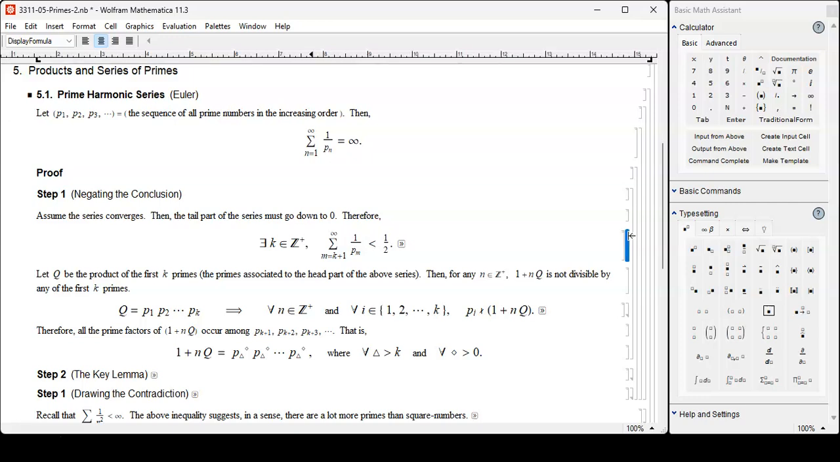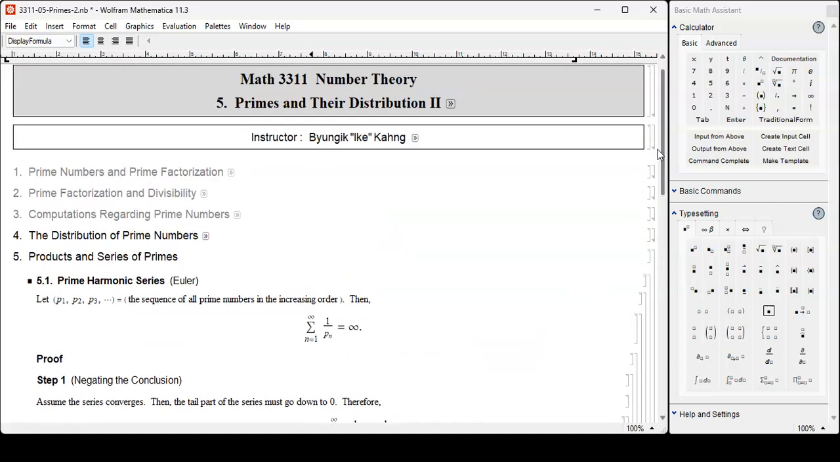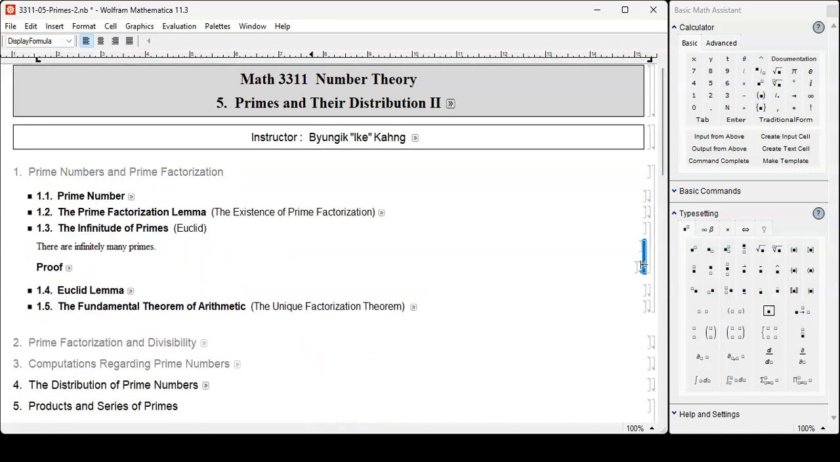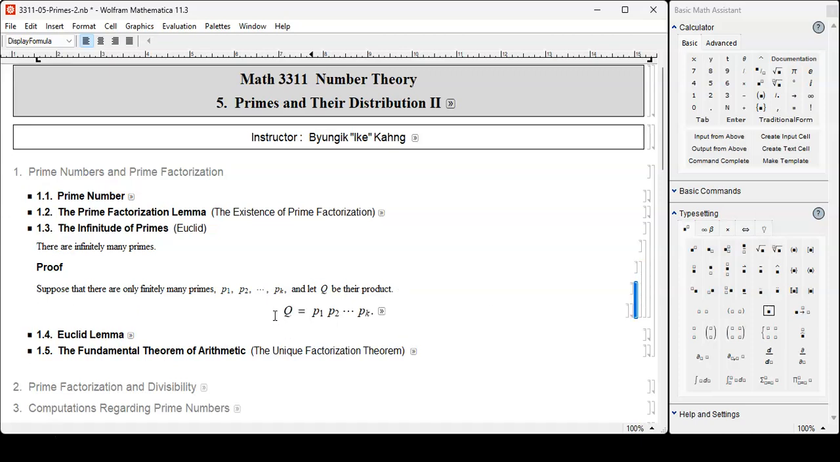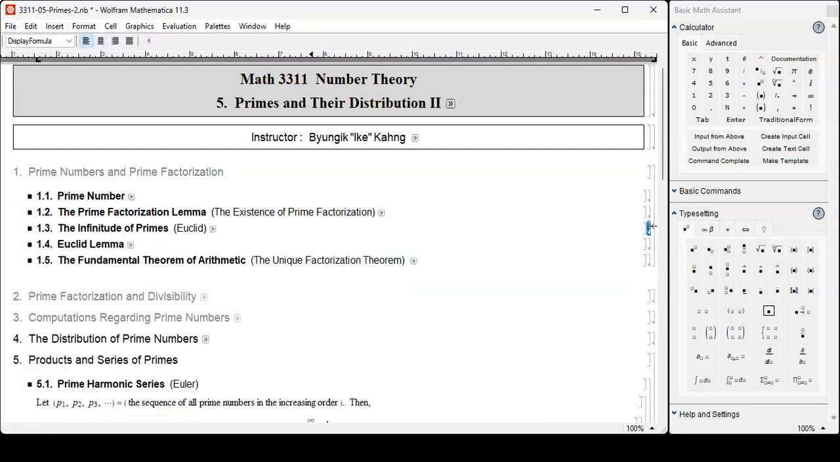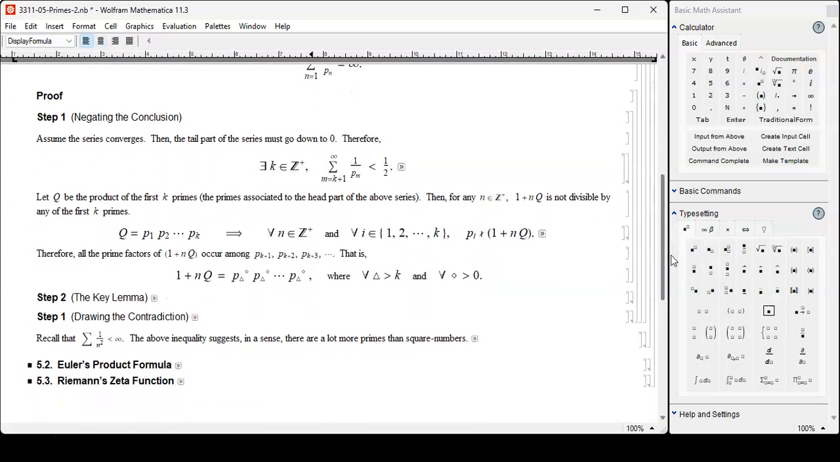Now, define Q as the product of the k primes in the head part of the series. You see, p1, p2, p3 up to pk, and then this series is starting from k plus 1, right? So multiply all those primes in the head part, p1 through pk, just like we did for the proof of the infinitude of primes by Euclid. Remember that? We multiplied all those and then considered Q plus 1 and then did some modular arithmetic. We are doing something similar.